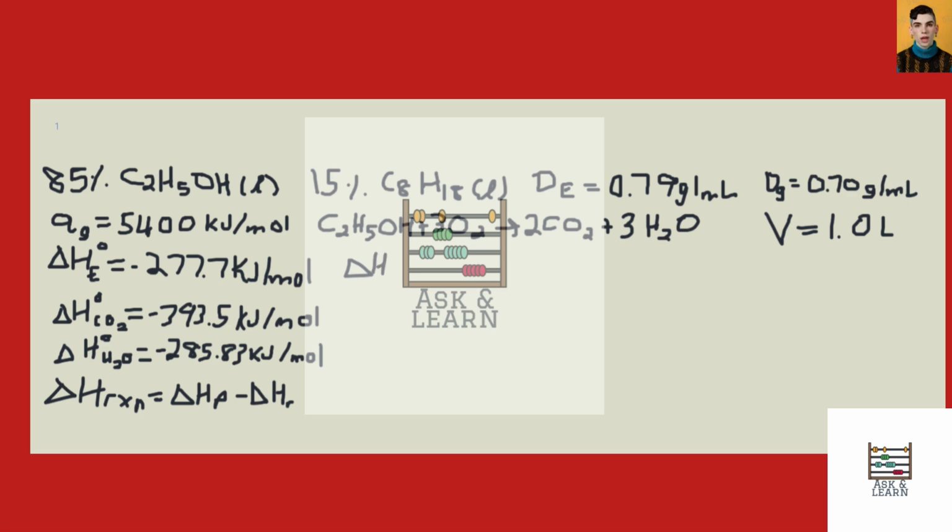So delta H is equal to 3 times negative 285.83, plus 2 times negative 393.5, minus negative 277.77, and the delta H for oxygen is 0 because that's an element at standard state.